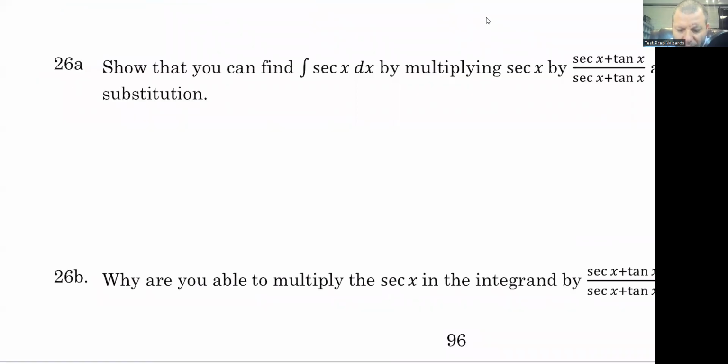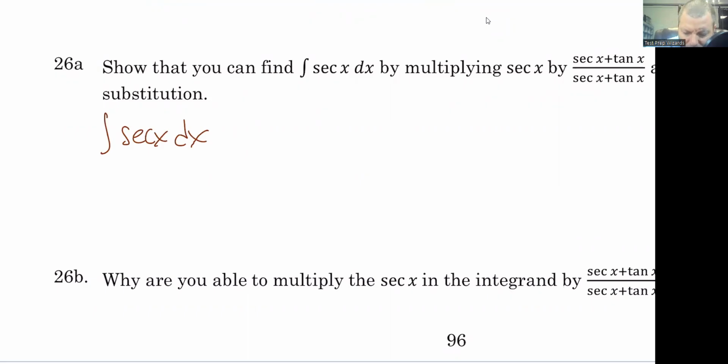Question 26 is a nice question because it just shows kind of like ingenuity. And I like ingenuity, right? So I'm sure that somebody tried a lot of stuff before they came up with this sort of idea. There are other ways that you can find the antiderivative of secant. For most people, it's just like looking it up on the internet. But if we didn't do it this way, there's other ways to do it.